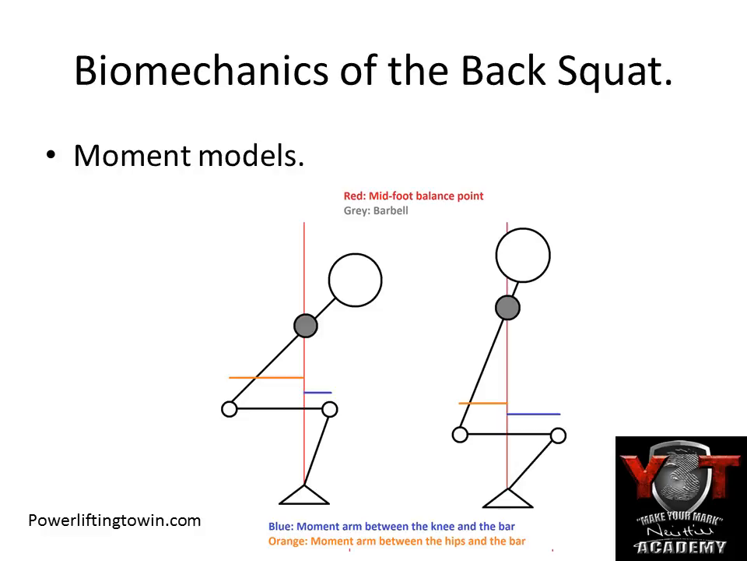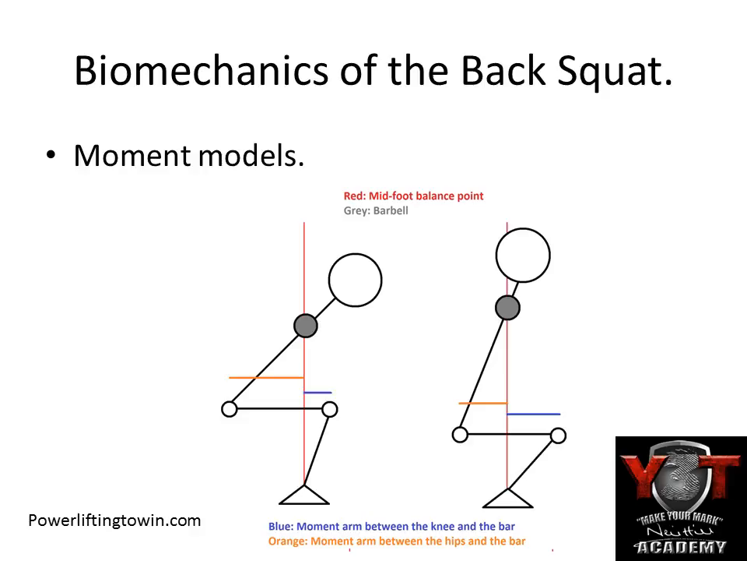So if we look at the movement model, we're going to bring this right the way back now to biomechanics, and this should explain it clearly. If we look at the red, that's our midfoot balance point here, and we've got a low bar position. If you look at the distance from the head where the bar is, and we've got the high bar position here, where the grey circle, which is the weight, is closer to the head. With the low bar, to keep that circle over the red line, we have to fold over more. So you can see at the hip, there is more flexion at the hip.